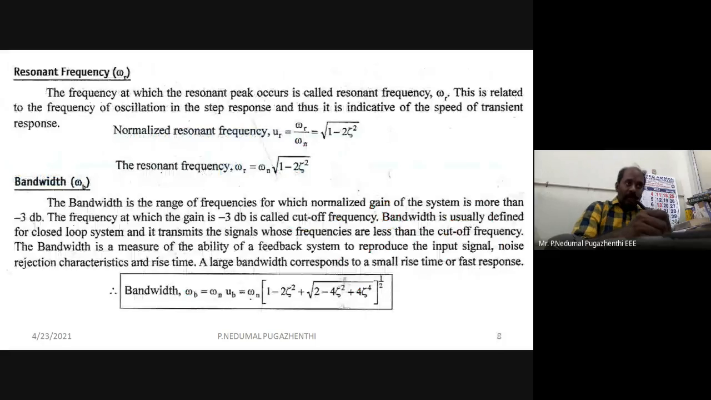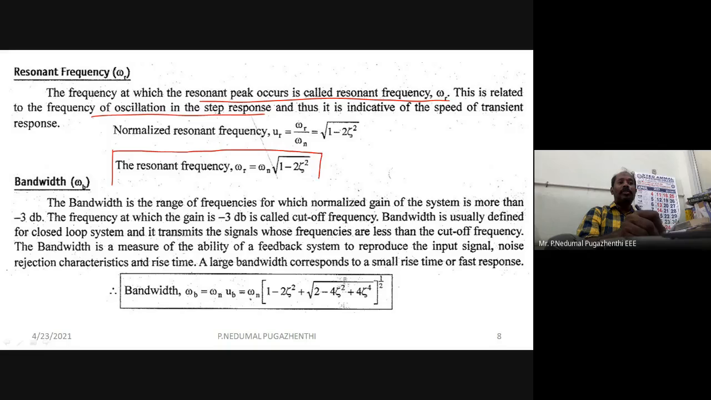So what is resonant frequency? The frequency at which your maximum peak occurs. That is where the resonant peak occurs. So the frequency at which the resonant peak occurs is called the resonant frequency omega r. This is related to the frequency of oscillation in the step response. It provides you an idea about the speed of the transient response. So the formula for the resonant frequency omega r is equal to omega n into square root of 1 minus 2 zeta squared.